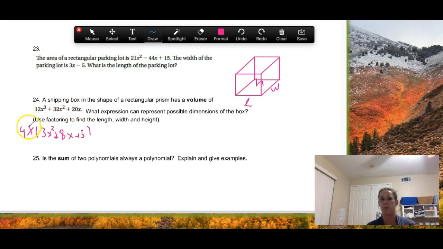No x's because you pulled it out. So you can check it by multiplying it back and make sure you get back to this. This times this gives me 12x cubed. This times this gives me 32x squared. This times this gives me 20x. I'm good. So there's one of my factors.